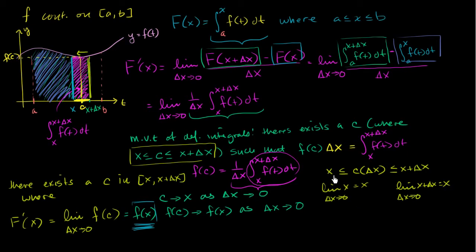So if this approaches x as delta x approaches 0, and it's less than this function, and if this approaches x as delta x approaches 0, and it's always greater than this, then we know from the squeeze theorem, or the sandwich theorem, that the limit as delta x approaches 0 of c as a function of delta x is going to be equal to x as well. It has to approach the same thing that it's sandwiched in between. And so we resort to the sandwich theorem.